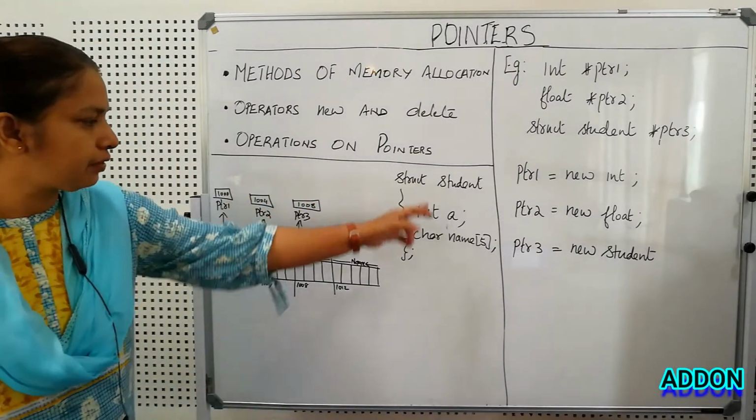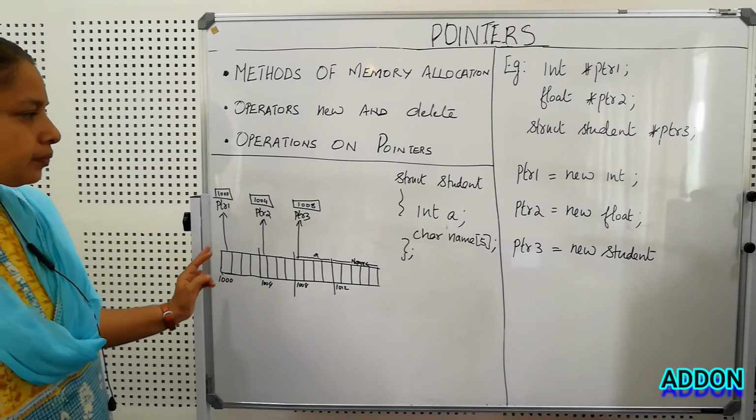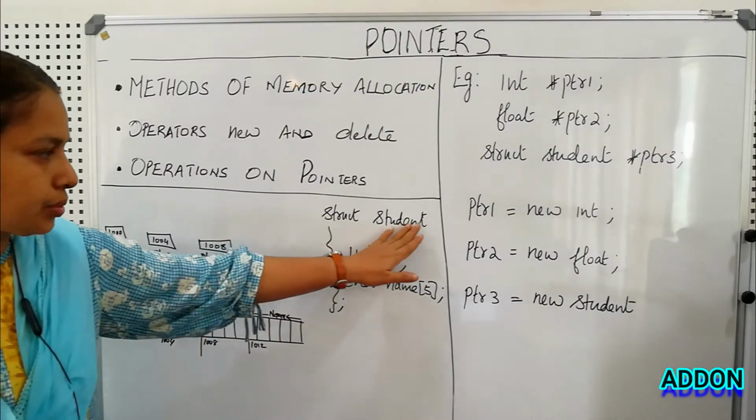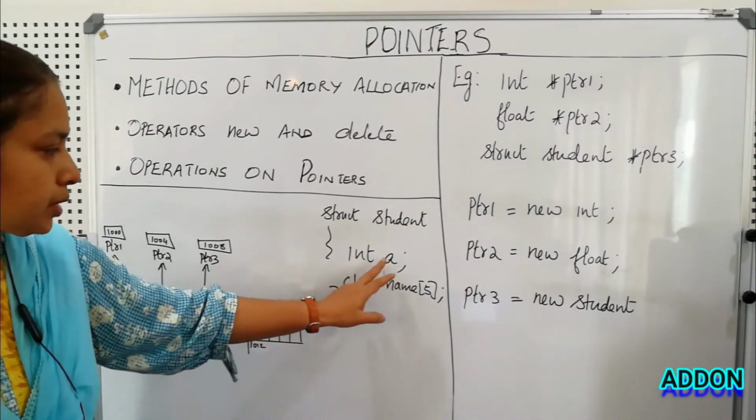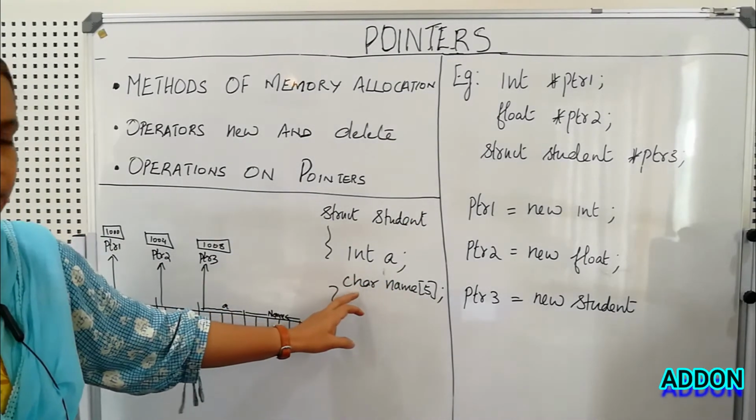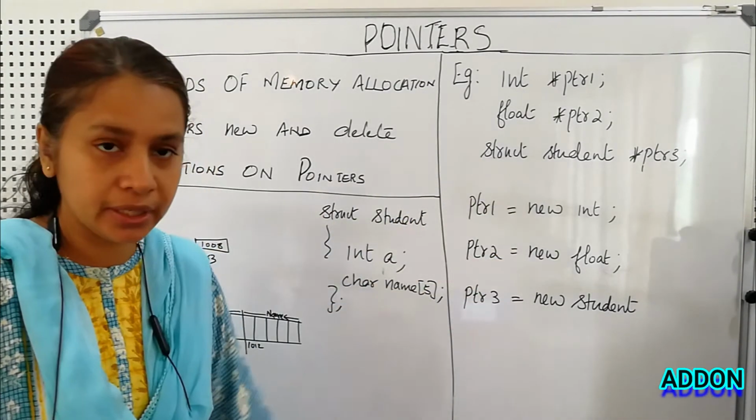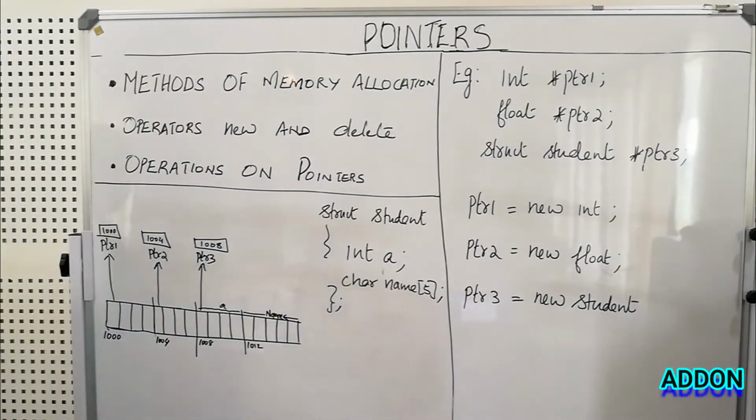Here I have given a graphical representation. Imagine I have created a student structure with two data members. First is of type integer and the second is of type character. So this is a graphical representation of these three statements.